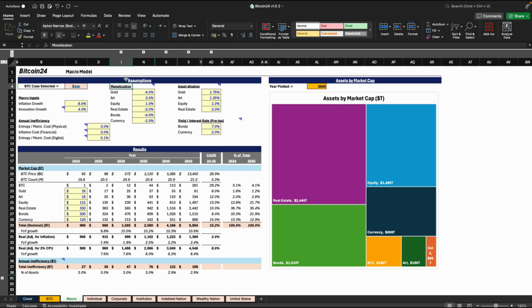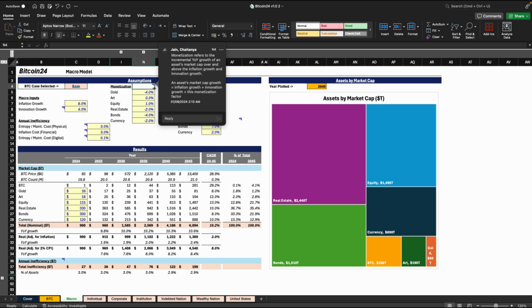And here we have to work with these assumptions, the monetization assumptions. So what does monetization say?